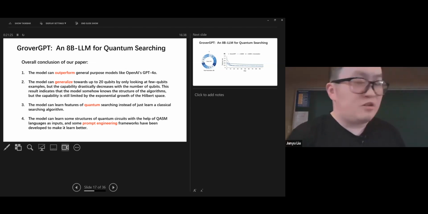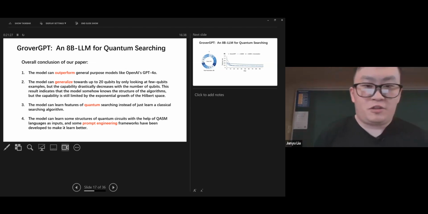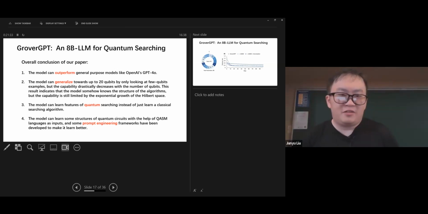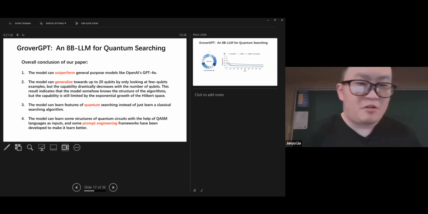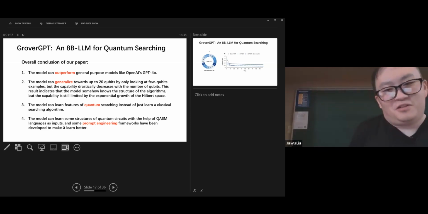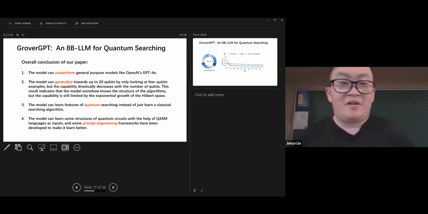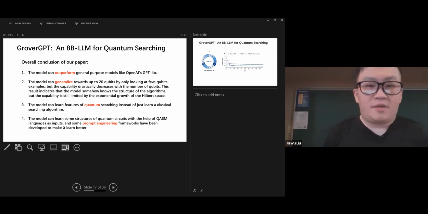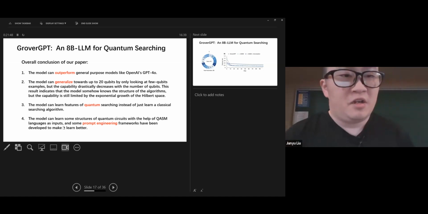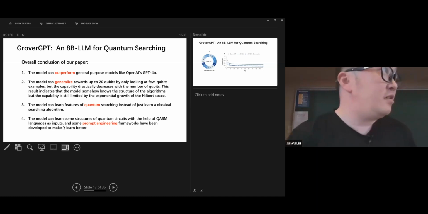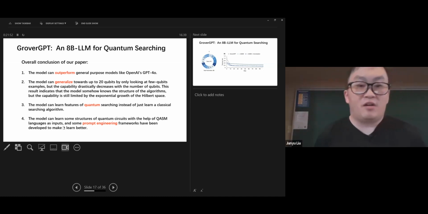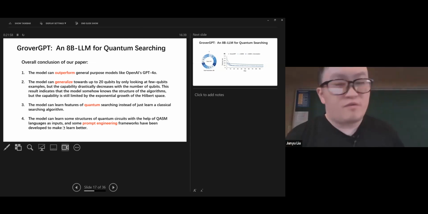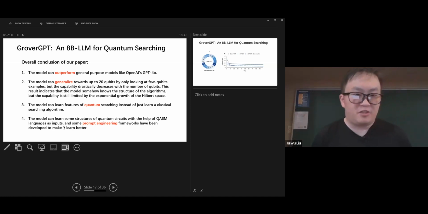We also make sure that the model can actually learn features of quantum search instead of just learning a classical searching algorithm. Because if the model reverse engineers the marked state, then maybe we would say it is just a classical search algorithm. However, there is still a minor piece of unmarked state probability amplitude, so we can test that amplitude to see if the model can actually learn the features of quantum searching instead of only classical searching.